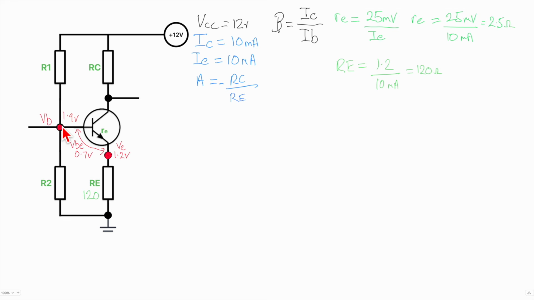Okay, well, that's fine. 1.2 volts here, 1.9 volts on the base. So what is this business here then? Well, this is one of several different methods of biasing the base of the transistor. And there are other simpler methods, but this voltage divider method is considered to be the best.